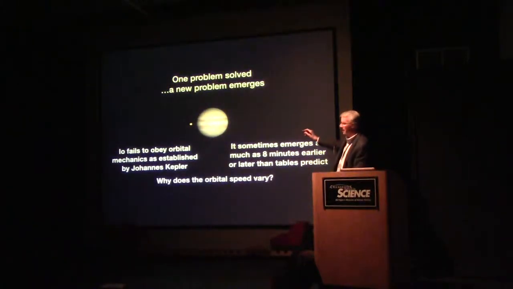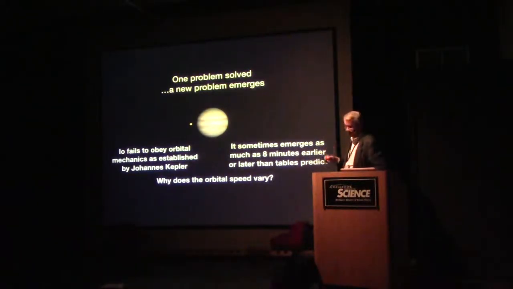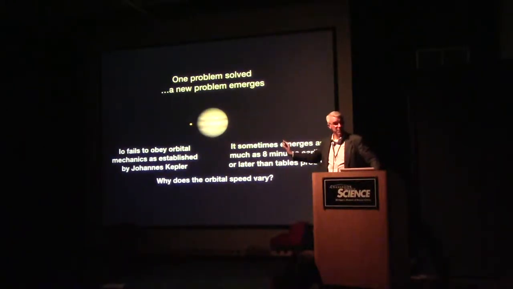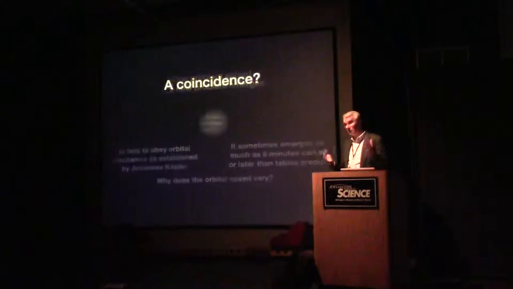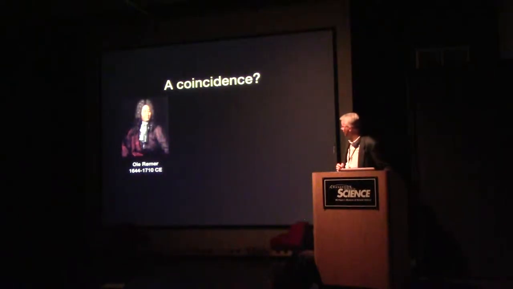And what they discover is it is not obeying the rules of orbital mechanics. So Io is sometimes early, Io is sometimes late. And they're racked with, why does this moon speed up and slow down? And by the way, they're pretty sure the moon is speeding up and slowing down. Because, as we know, light is instant. There he is. So, Ole Romer is our hero.